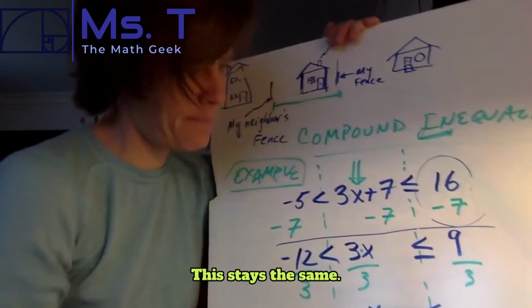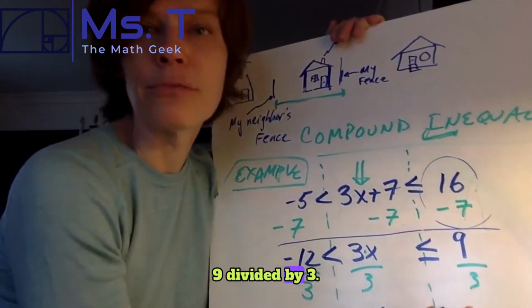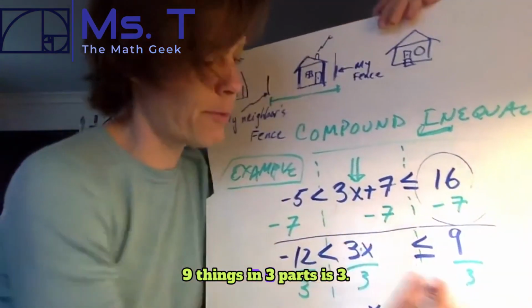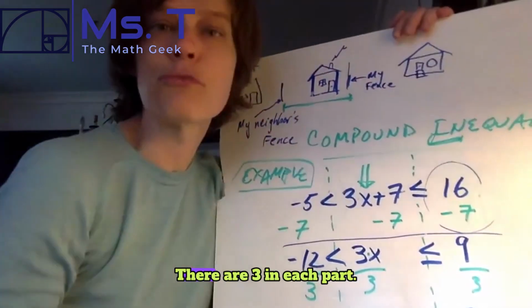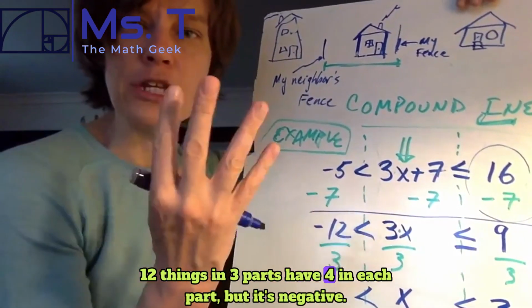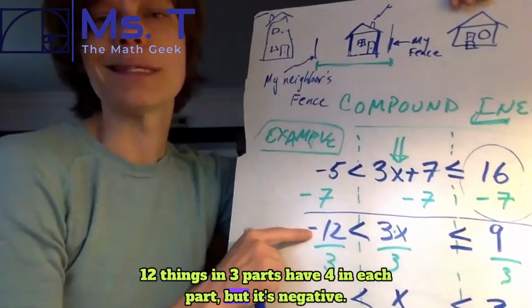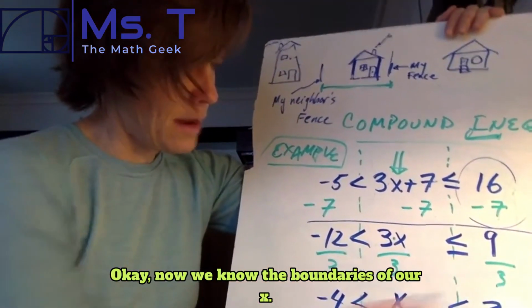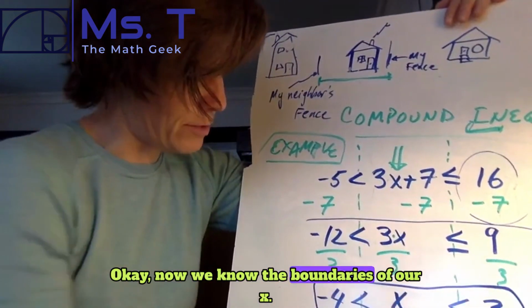This stays the same. This stays the same. 9 divided by 3. 9 things in 3 parts is 3. There are 3 in each part. 12 things in 3 parts have 4 in each part. But it's negative, okay? Now we know the boundaries of our x.